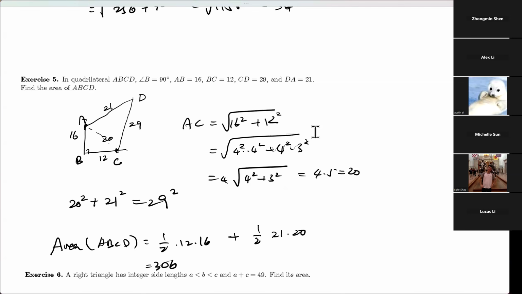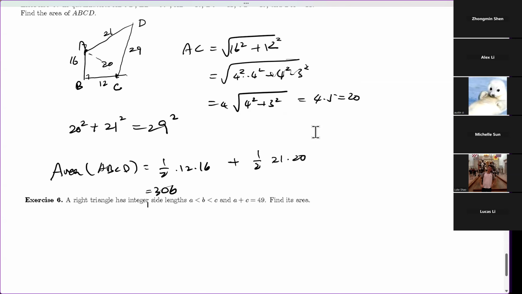Okay. A right triangle has integer side lengths a less than b less than c, and a plus c equals 49. Find its area. This is maybe the last problem we can discuss here. You were told that this is a right triangle, right?